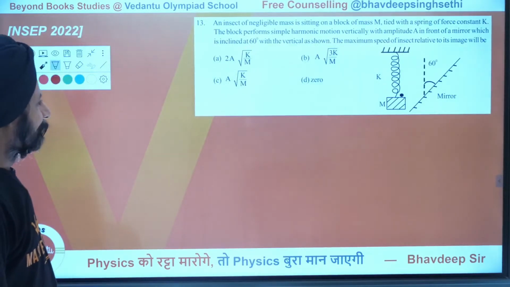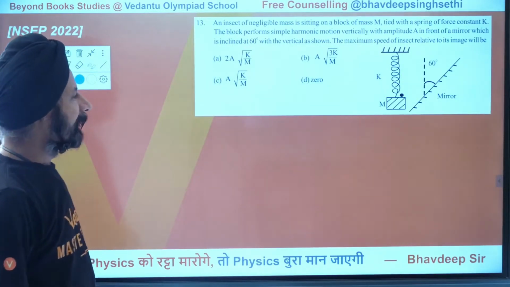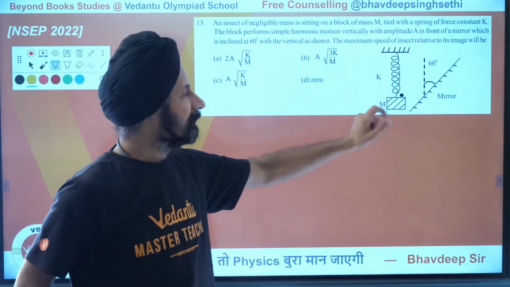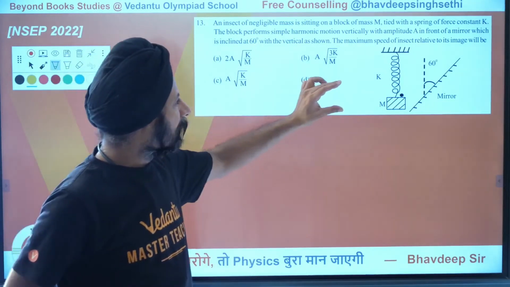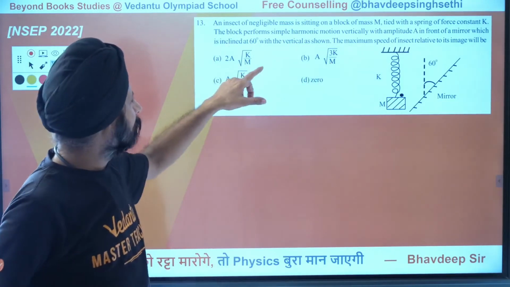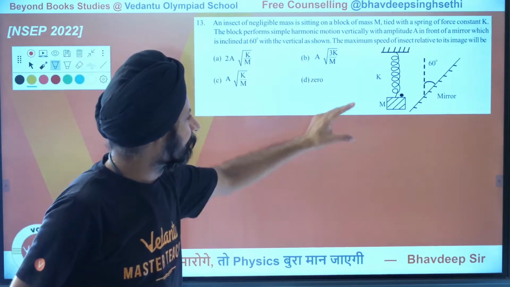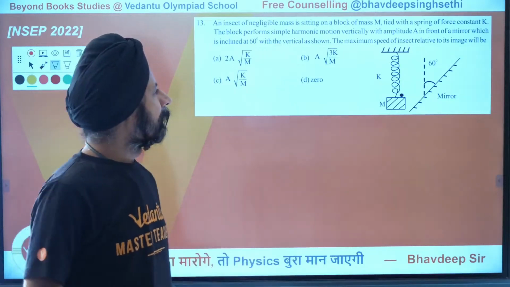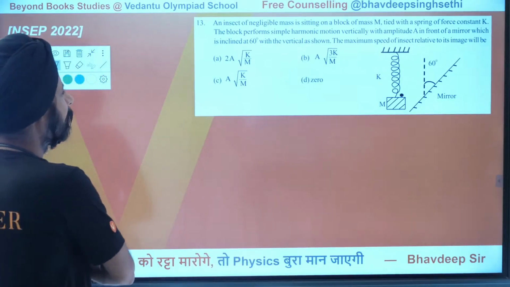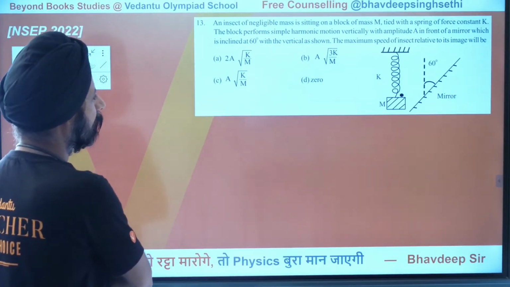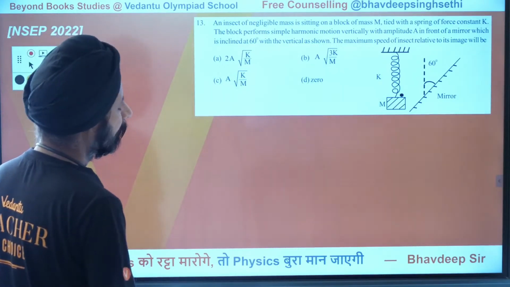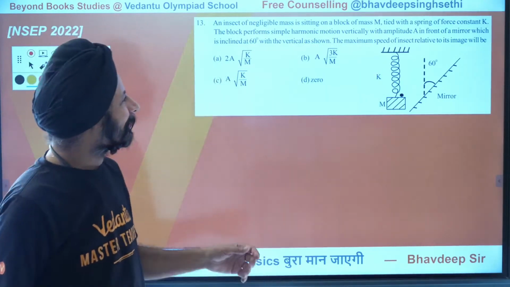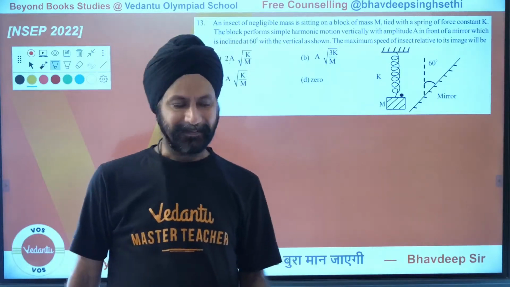Beautiful question, but easy question. An insect of negligible mass, that's the insect, is sitting on a block of mass m tied with a spring of force constant k. The block performs simple harmonic motion vertically with amplitude a in front of a mirror which is inclined at 60 degrees with the vertical. The maximum speed of the insect relative to its image will be.